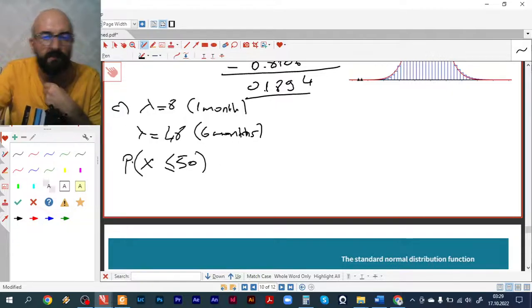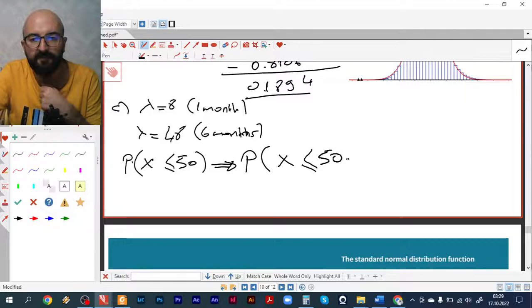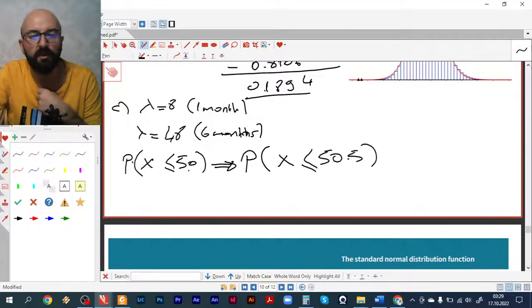So we want to include 50 for the normal distribution. We should find X less than or equal to 50.5, because less than or equal to 50.5 includes 50. And the second step, we should convert to z value.